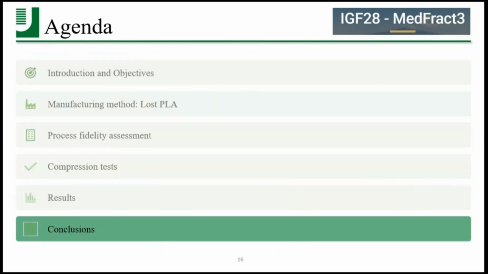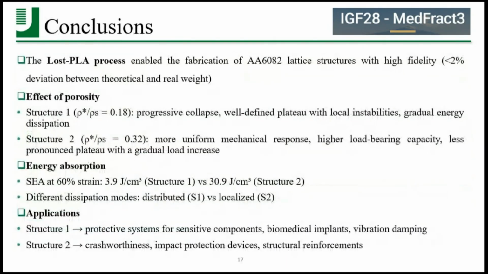And in conclusion, this work demonstrates a good fidelity of the lost PLA process, with deviation between theoretical and real weight less than 2%. This process is not only accurate, but is cheap and sustainable.